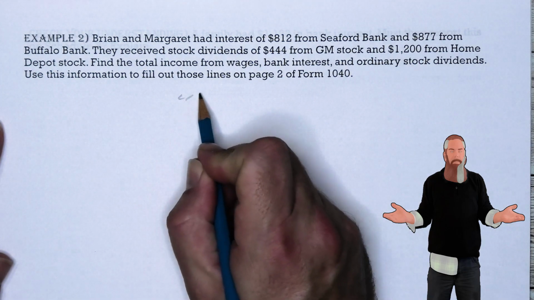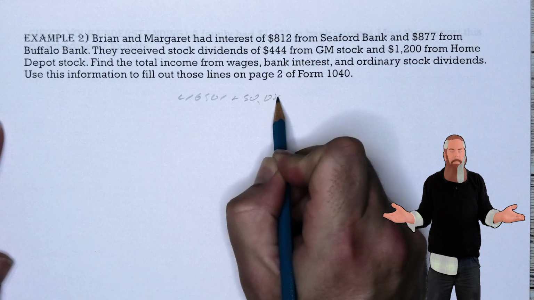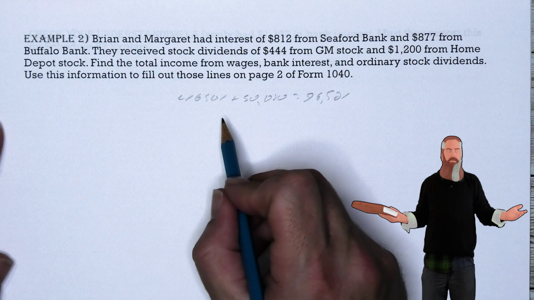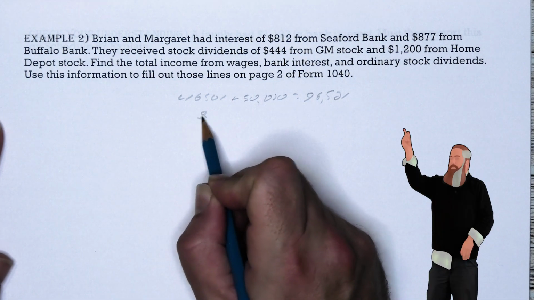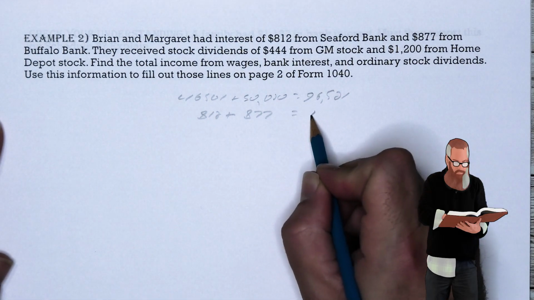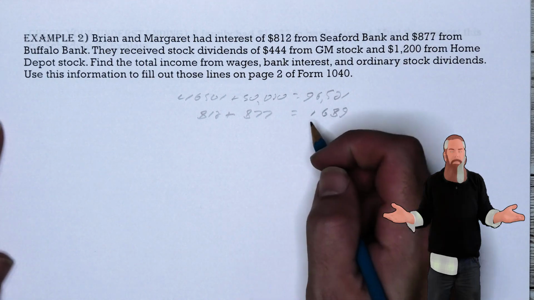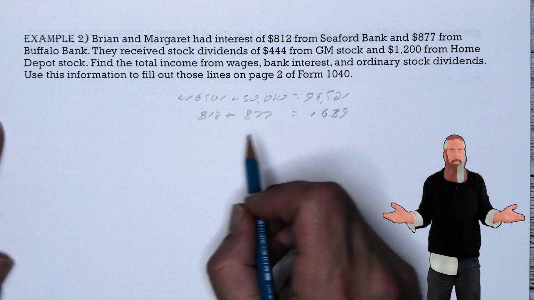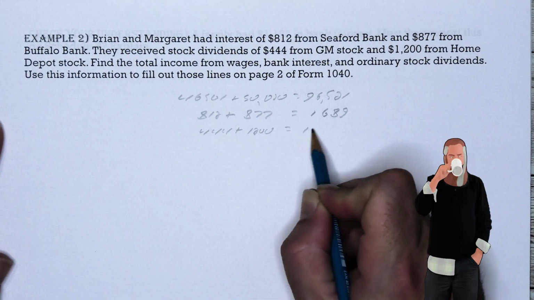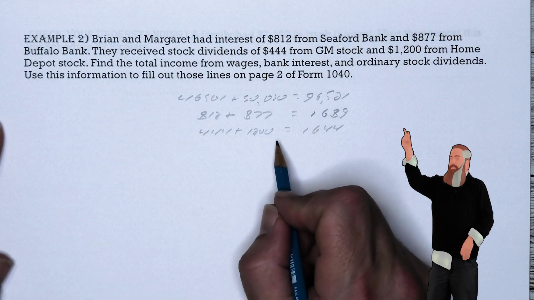So we know that they had $46,501 plus $50,020 to get $96,521. But let's find their total in interest. They had $812 and $877 for $1,689. So they received $1,689 in taxable bank interest. Now their stocks had $444 and $1,200, which gave them $1,644. That's $1,644 in dividends.